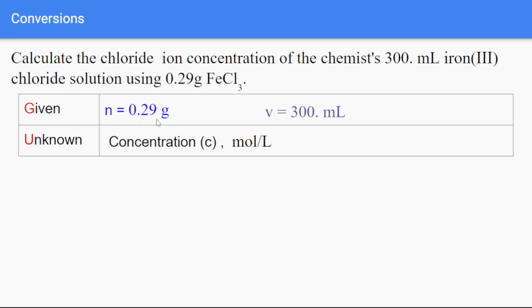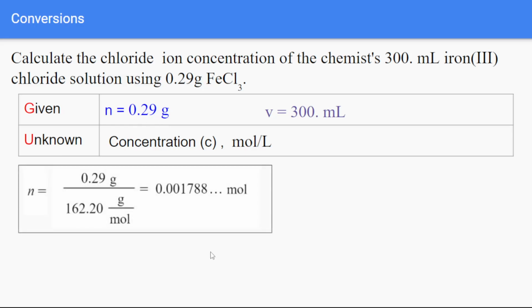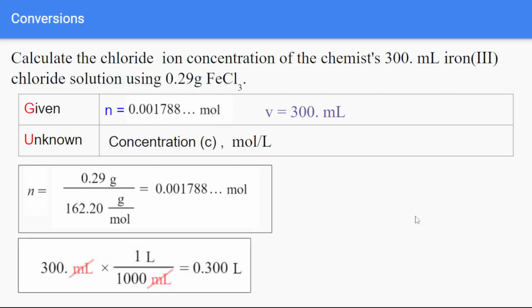We have to convert grams to moles. So 20.29 grams divided by the molar mass of iron 3 chloride gives us 0.001788 moles. And then we have to solve for liters because our unit is moles per liter. So 300 milliliters divided by 1,000 gives us 0.300 liters.